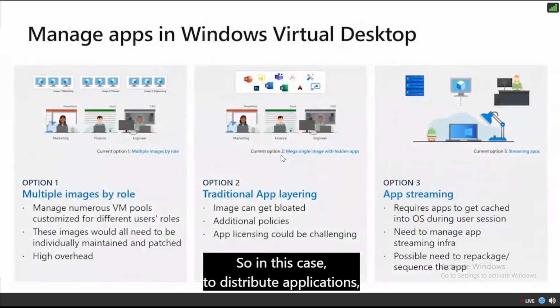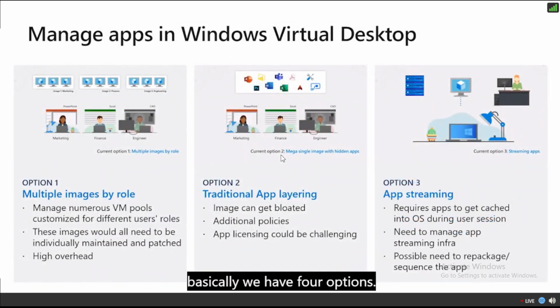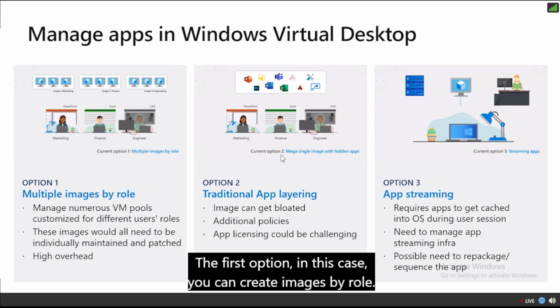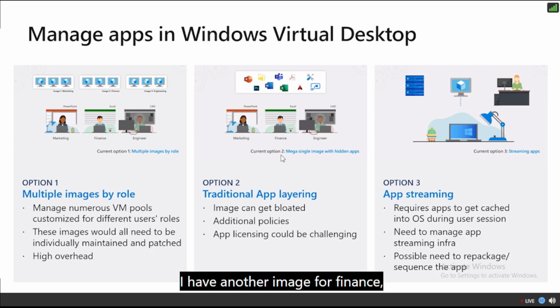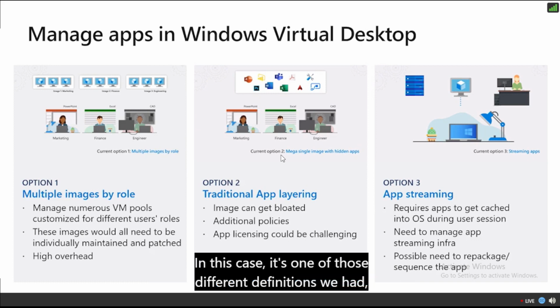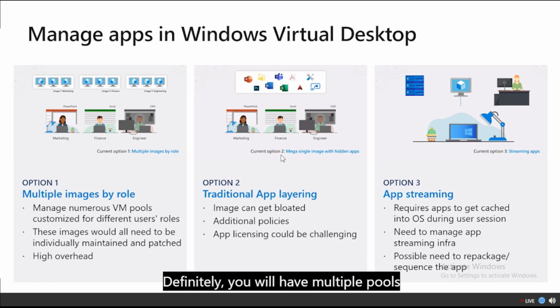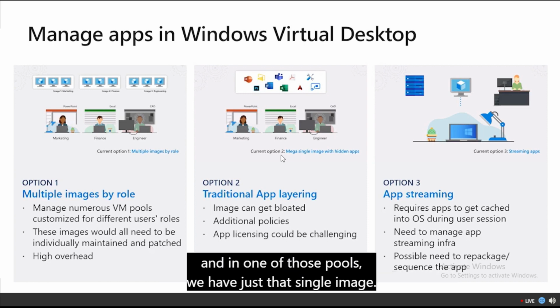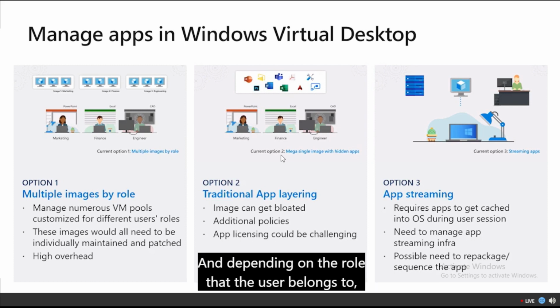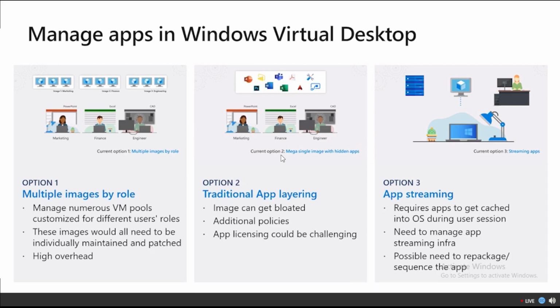To distribute applications, we have 4 options. The first option is to create images by role. Let's say I have an image for marketing with all the required applications for that department, another image for finance, and another image for engineering. Each one of those definitions has the different applications that each role requires. So you will have multiple pools, and each pool has that single image, and depending on the role that the user belongs to, you connect to that particular pool to grab that image. So it's one way of doing it.